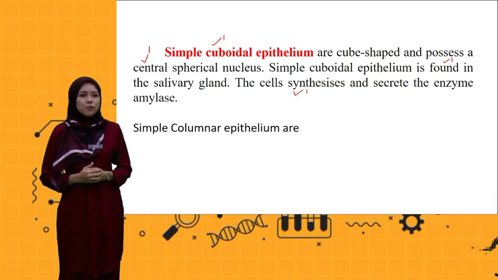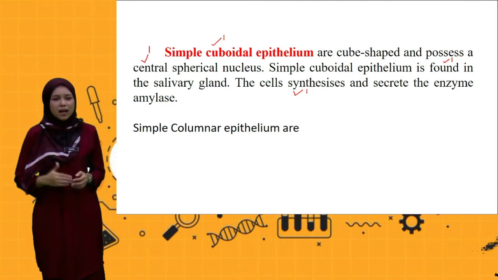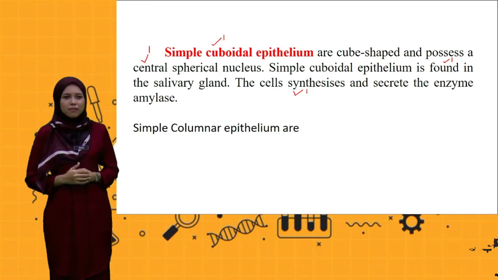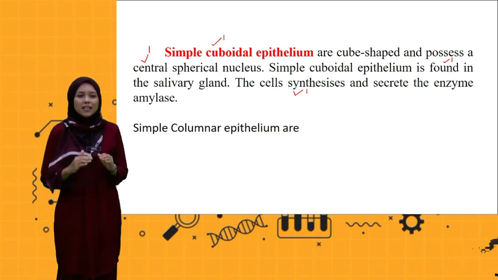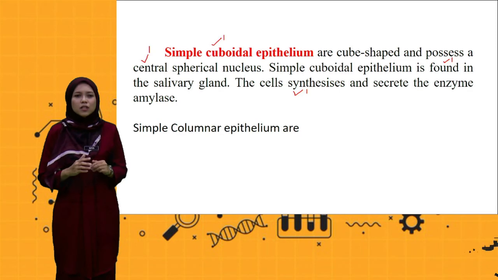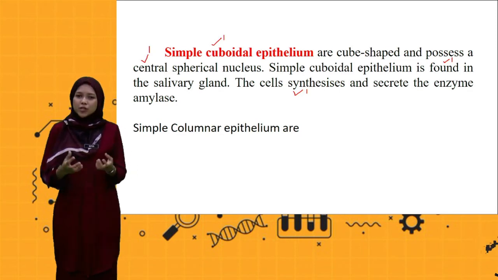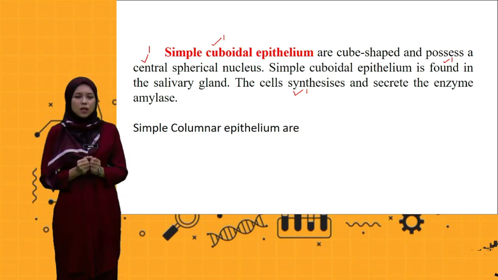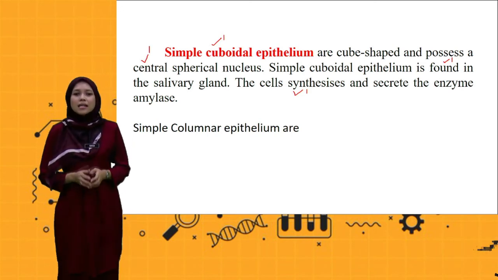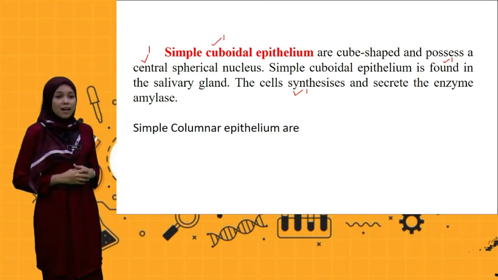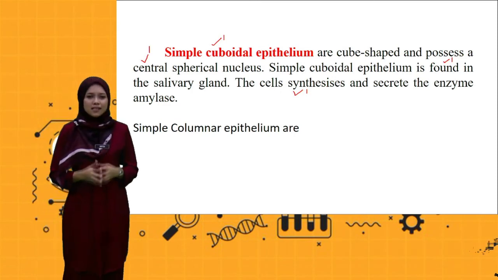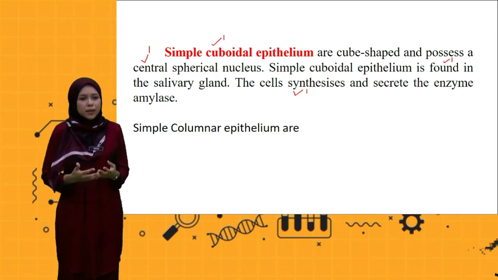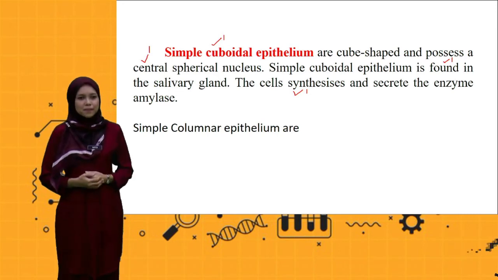Students, please write the answer in several paragraphs. You may write the second answer in the second paragraph. For example, the second paragraph is simple cuboidal epithelium are cube-shaped and possess a central spherical nucleus, which is round. Simple cuboidal epithelium is found in the salivary glands. The function is the cell synthesizes and secretes the enzyme amylase.